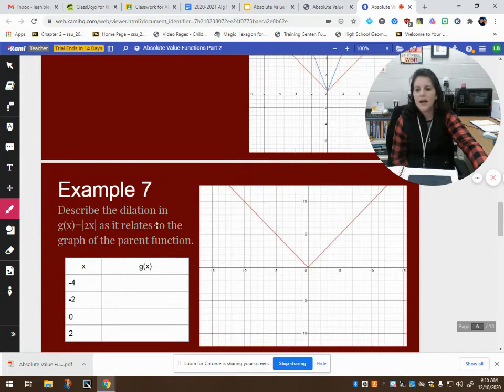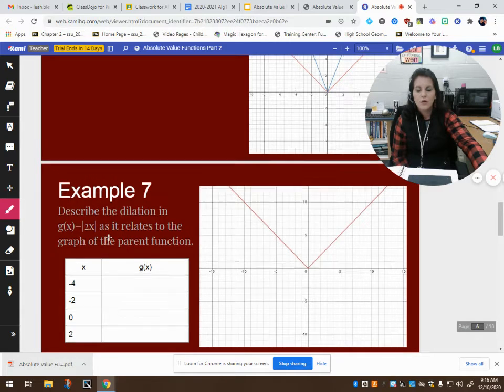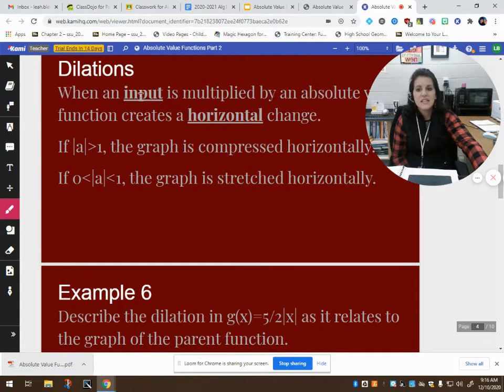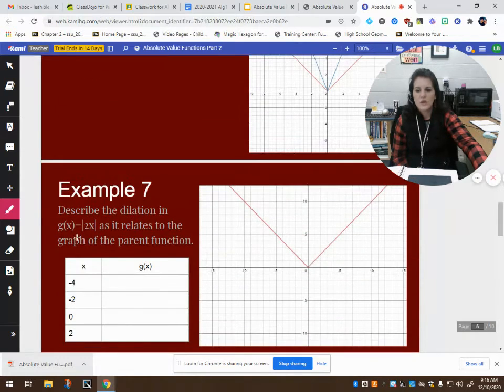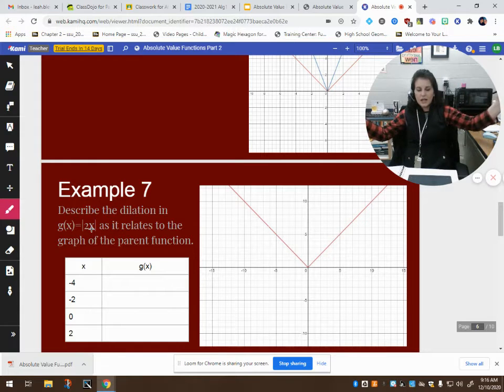Okay, so let's describe the dilation in g of x equals the absolute value of 2x as it relates to the graph of the parent function. By following our rules, the input is being multiplied by a number that is greater than 1. So we would expect it to be compressed horizontally. If you think about compressing something horizontally, I'm squishing it together from each side. So it's kind of like a vertical stretch. A horizontal compression looks like a vertical stretch.